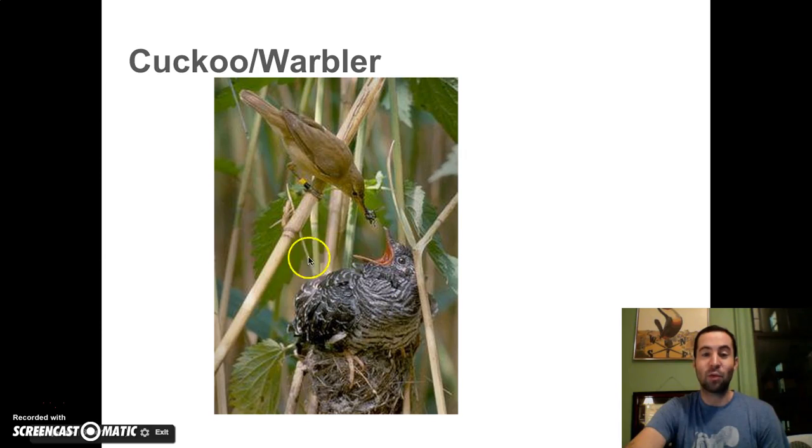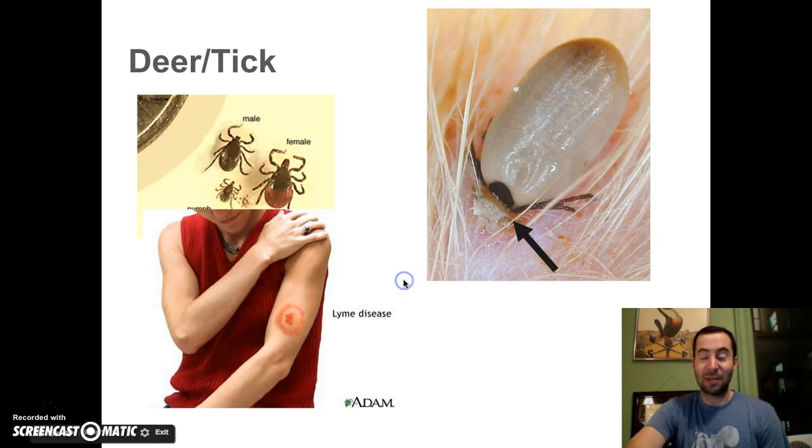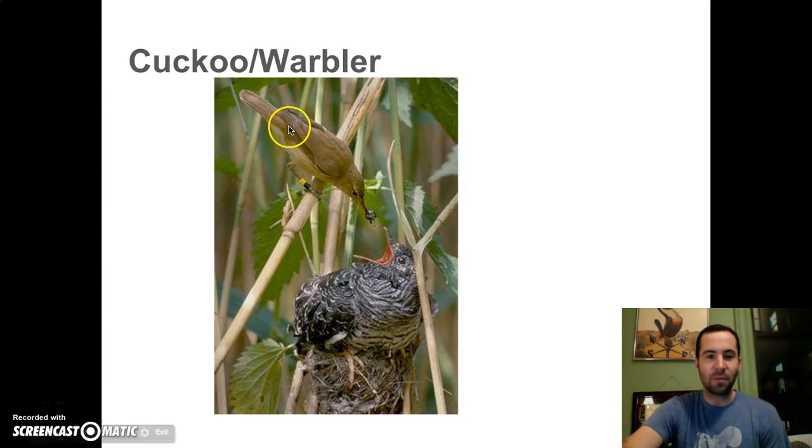What happened is the real parent of this cuckoo bird went into this nest of the warbler, kicked out all the eggs, and laid its own eggs. And it left the scene. Oops. And what ended up happening here is this warbler now thinks that this bird is its baby, and it drives itself crazy trying to feed it.